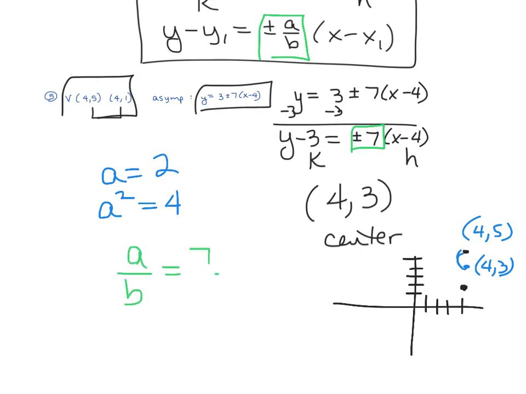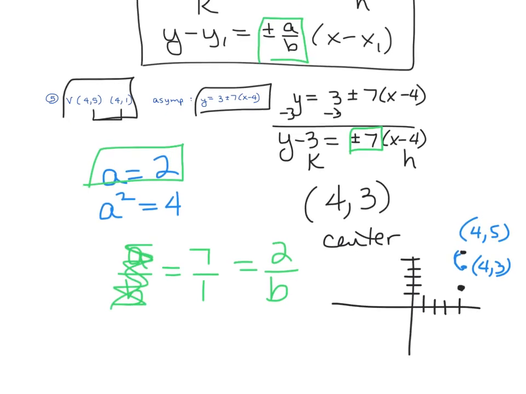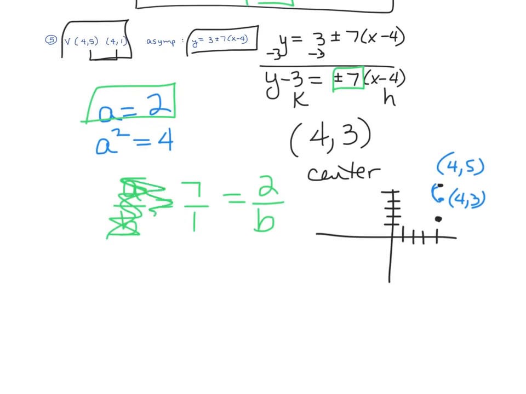And it's equal to 7 over 1. Now, this time I do have an A value that I can put into my proportion, but I don't have the corresponding B. So now I can cross multiply and divide and solve this proportion. So I'm going to multiply 2 times 1 and 7 times B.